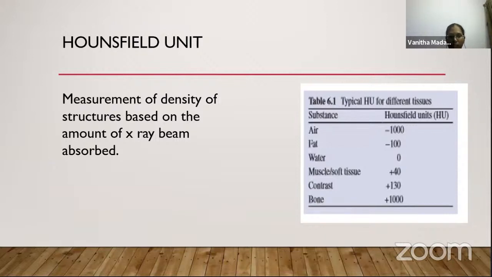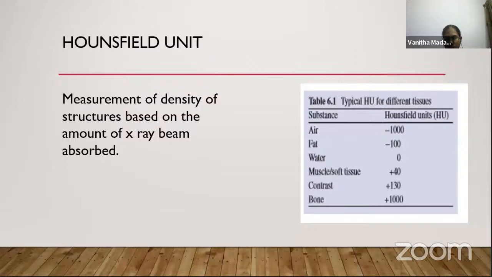And what is a Hounsfield unit? Hounsfield unit is a measure of linear attenuation of the X-rays that we will pass through an object. So in simpler terms, it can be said as a measurement of density of structures based on the amount of X-ray beam absorbed. So it measures the density of different structures based on how much X-rays will be absorbed by which tissues.